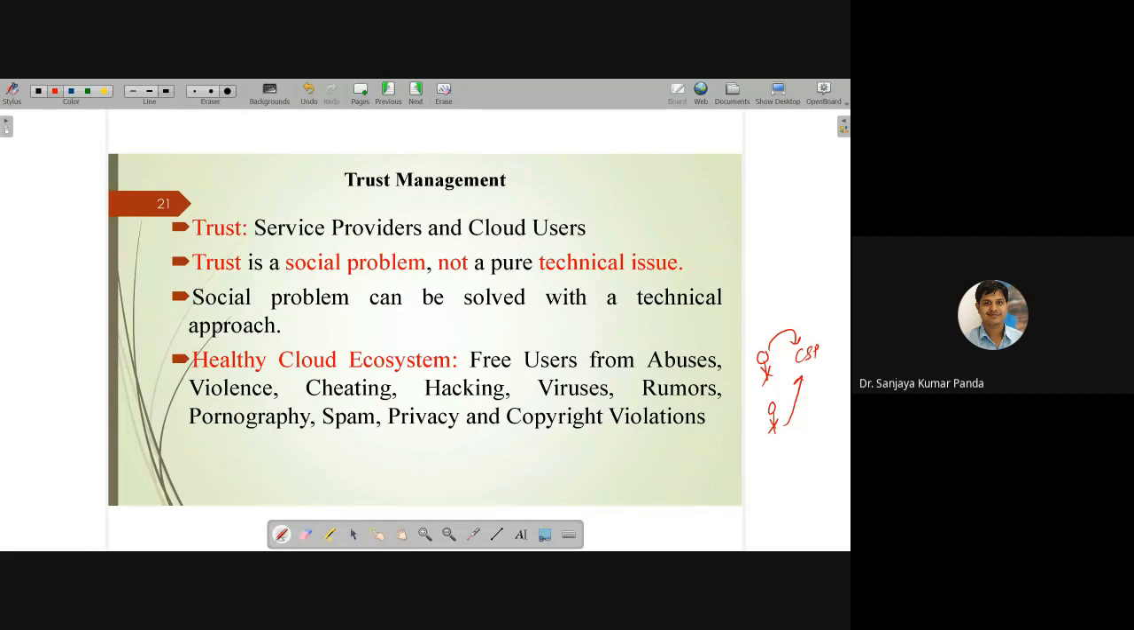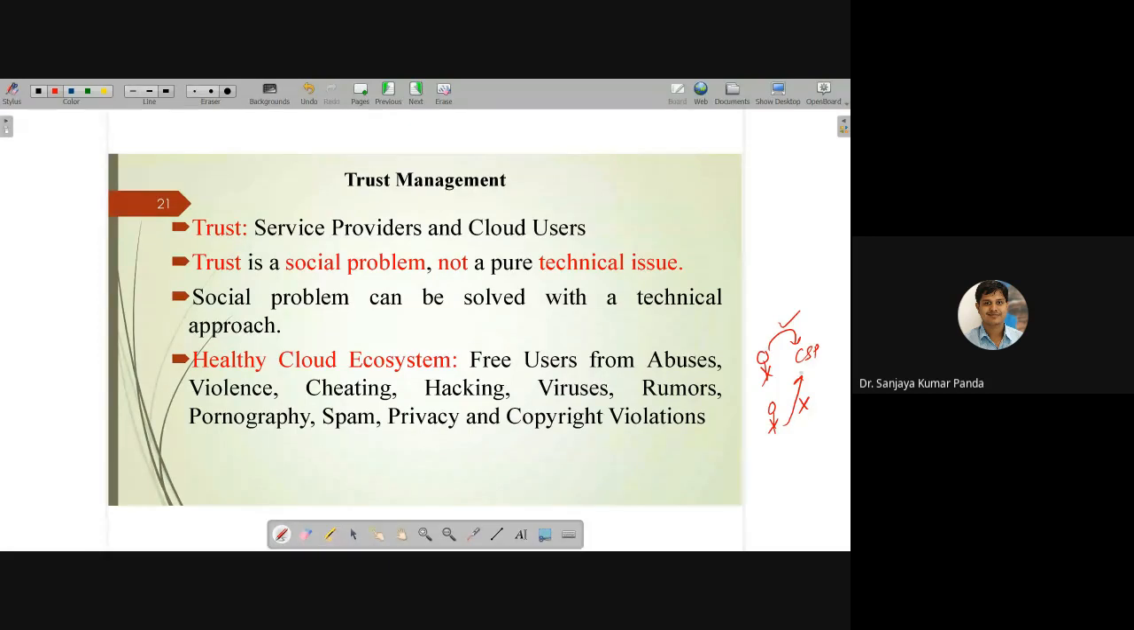So trust is a social problem. It is not a pure technical issue. If one user is saying no to this cloud service provider, and another user is saying yes, there is no conclusion, because it is not a pure technical issue. It is purely based upon our society. But you can solve this social problem through a technical approach.